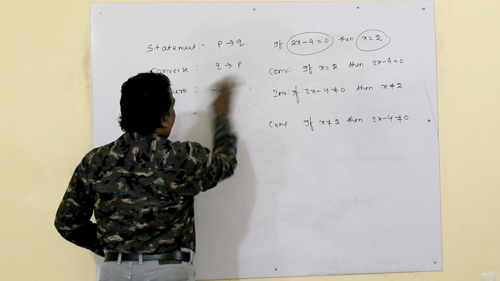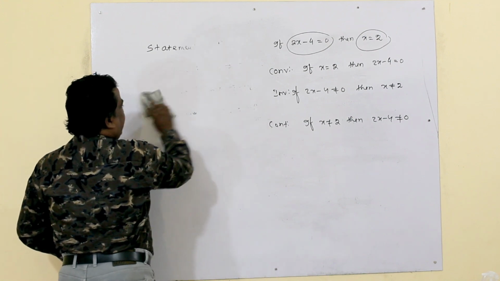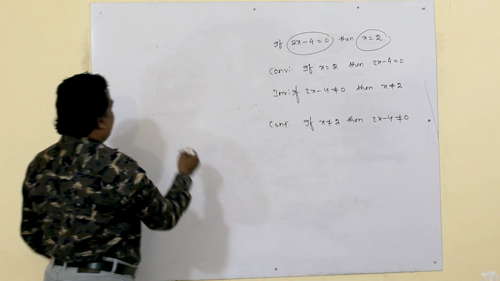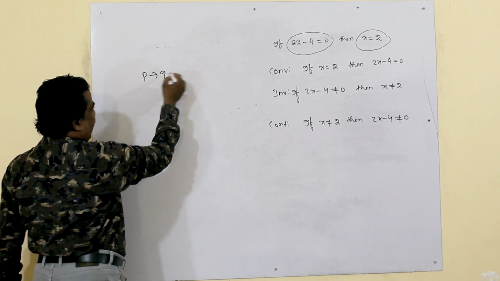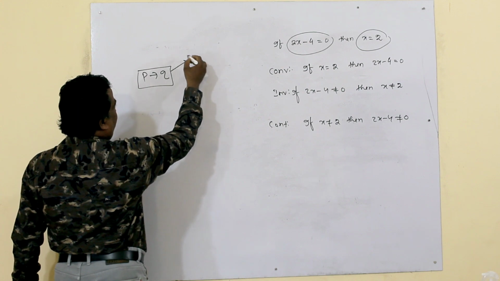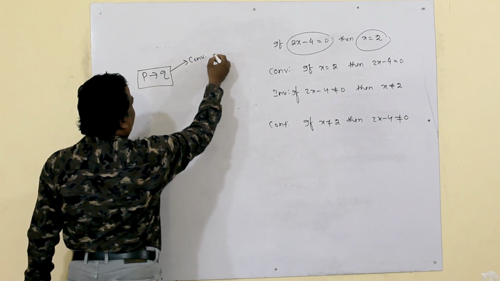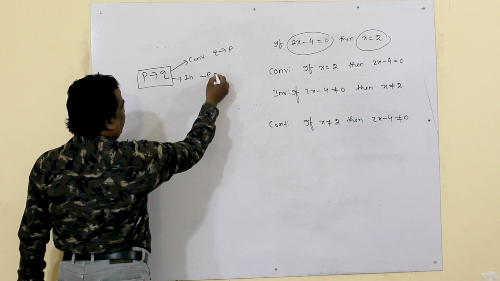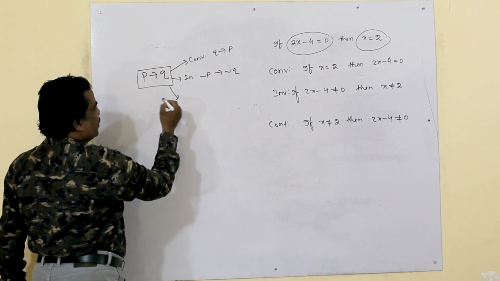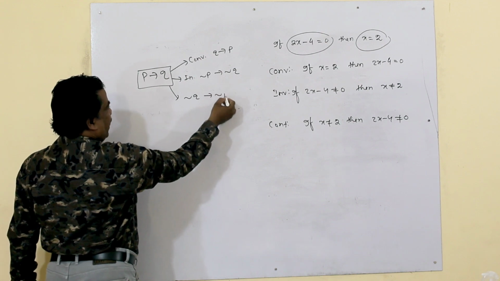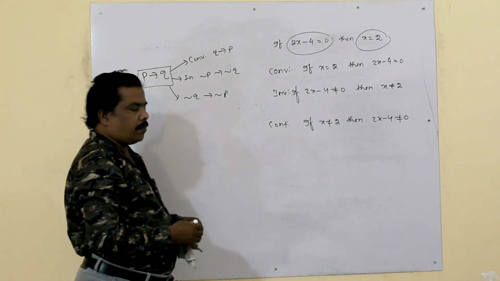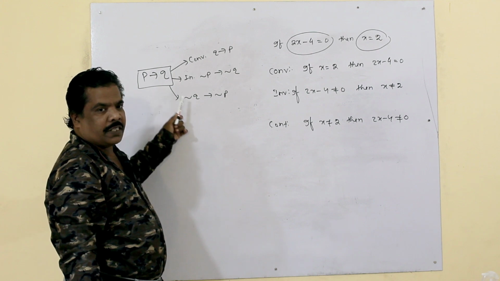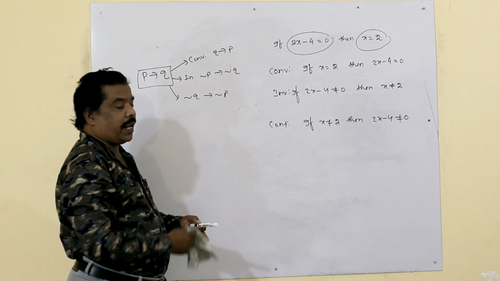Hence we must remember that if a statement is in conditional form, that is, in the form of P implies Q, then we write its converse, that is Q implies P. We write its inverse, that is negation P implies negation Q. We also write its contrapositive, negation Q implies negation P. So converse, inverse and contrapositive of a statement are obtained if the statement is in conditional form.